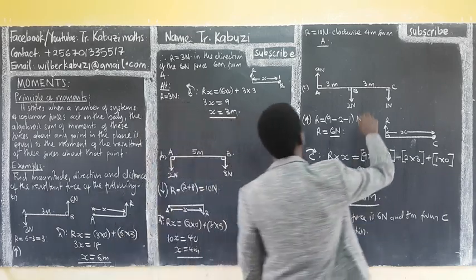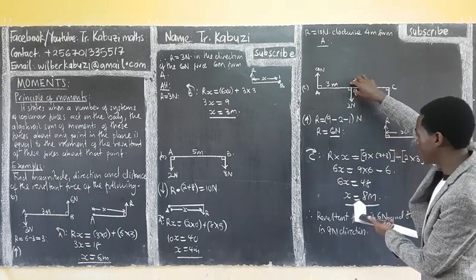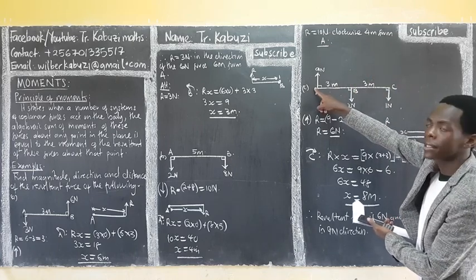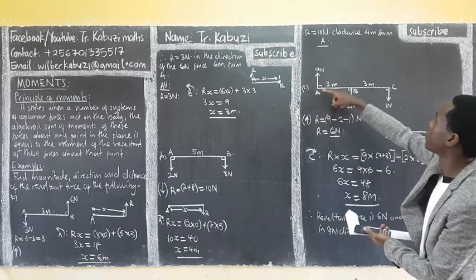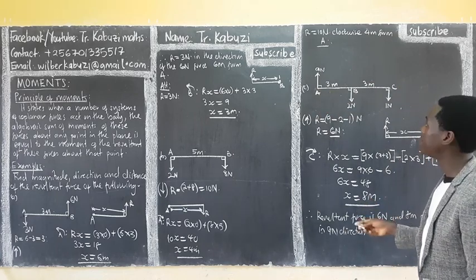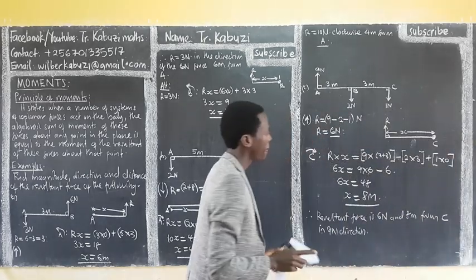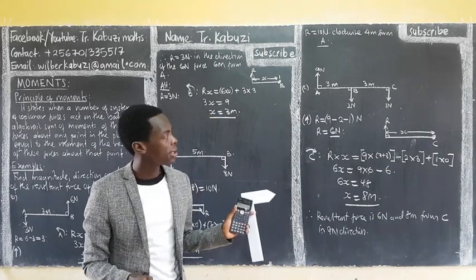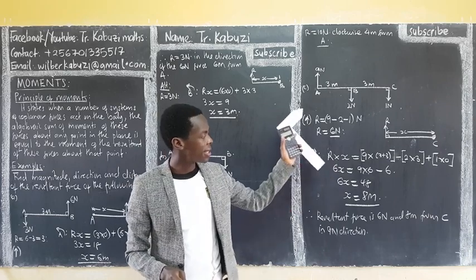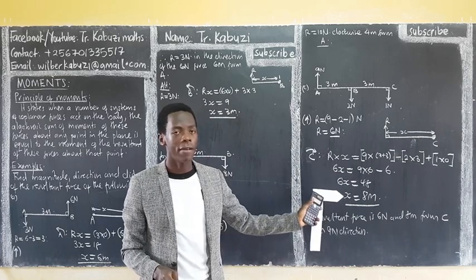Now, if someone decided to take moments here, they would have got a different answer, a different distance from here. If you take them here still, it would be a distance from here up to here. It's up to you. These distances are going to always change depending on where you're taking moments from, because these are not couples. For couples, this is going to be 0, but they are not couples, so the distance is going to be different.